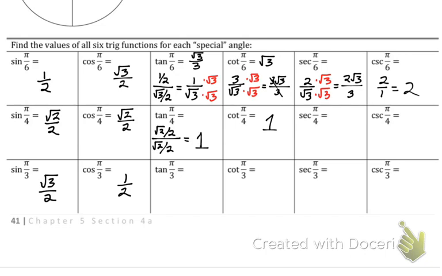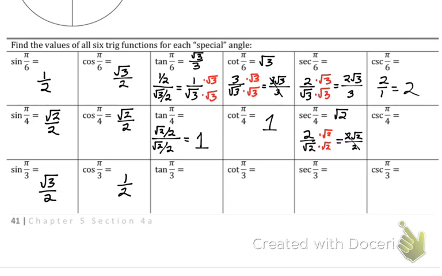Secant. Secant deals with my cosine. My cosine is square root of 2 over 2, so my secant is going to be 2 over square root of 2. Like I said, if you ever have a number on top of a square root, but they're the exact same number, your answer is just going to be square root of 2. If you don't remember that, just multiply the bottom and top by your radical, and you would see that it actually equals square root of 2, because it'd be 2 square root of 2 over 2, which is square root of 2.